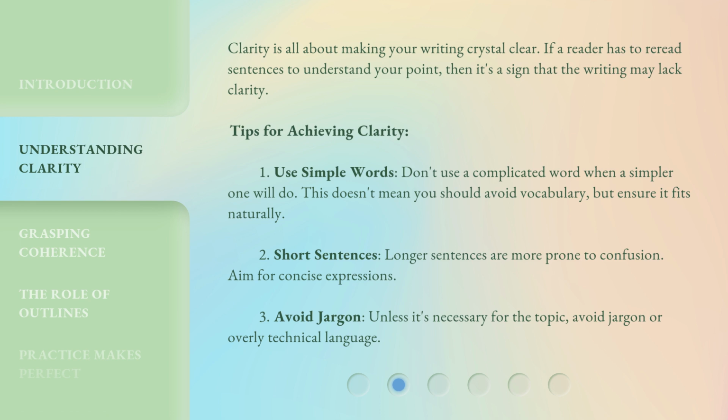Clarity is all about making your writing crystal clear. If a reader has to reread sentences to understand your point, then it's a sign that the writing may lack clarity. Tips for achieving clarity. 1. Use simple words. Don't use a complicated word when a simpler one will do. This doesn't mean you should avoid vocabulary, but ensure it fits naturally.